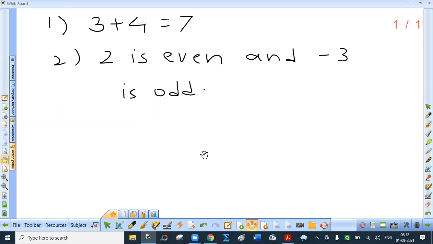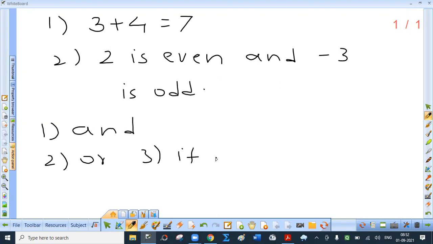Now we are going to discuss 5 connectives with their truth tables. They are: and, second one is or, third one is the phrase if, then. Fourth one, if and only if. IFF is the standard short form of if and only if. And fifth one is not. So we are going to discuss these 5 logical connectives.